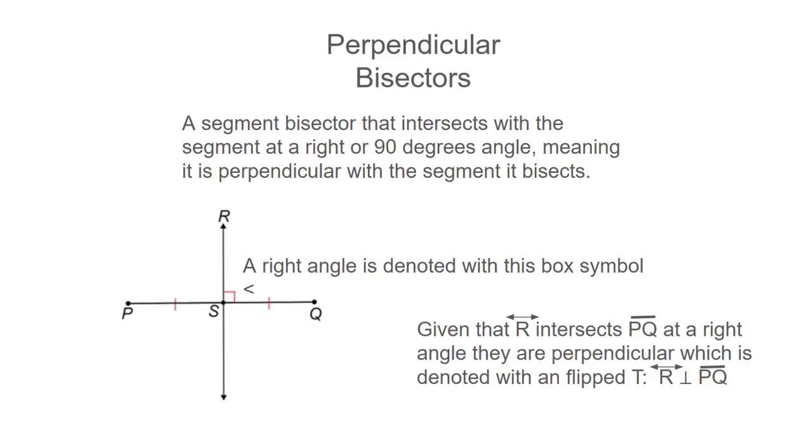Next are perpendicular bisectors, which are a subclass of segment bisectors that are also perpendicular to the line segment, creating a right angle at the intersection. We can draw a right angle using this box to denote perpendicular lines with an upside-down T.